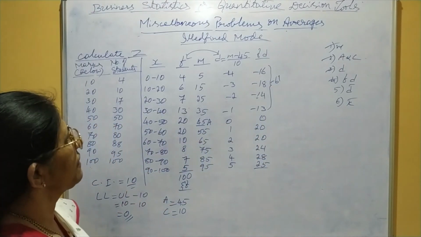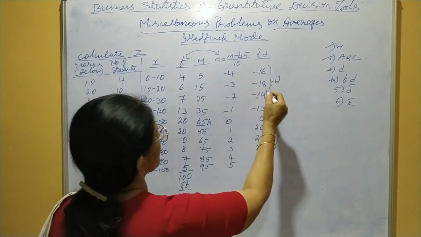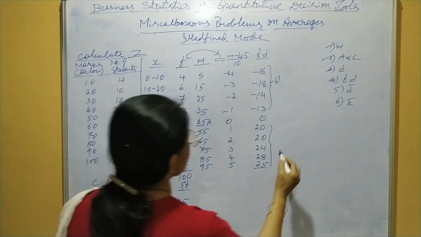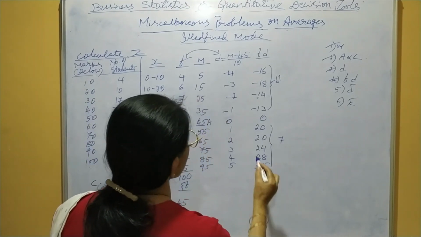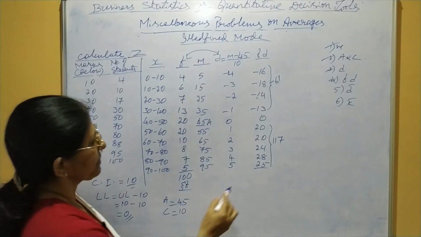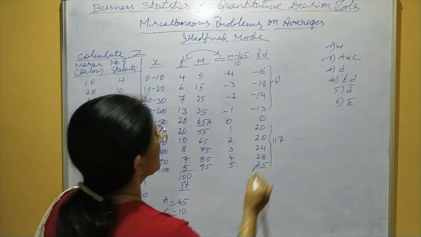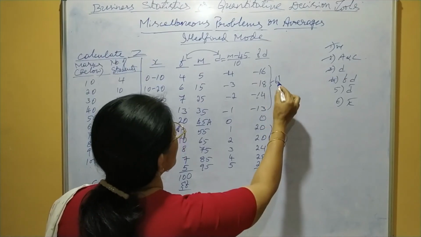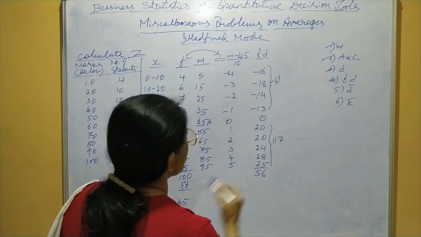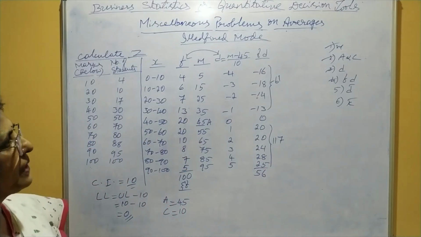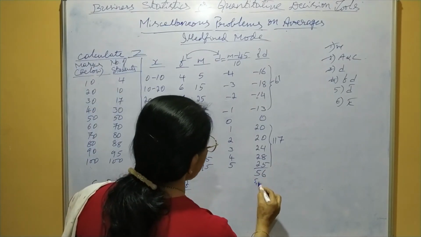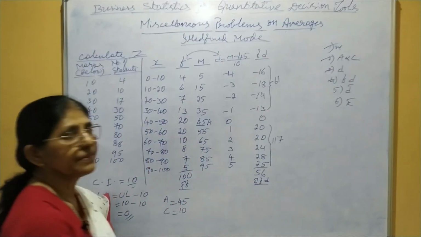Minus 61. Okay. Now plus total 117. Now take the difference. 117 and 61, the difference is 56. It is the highest value, sign is plus, 56 is sigma FD.